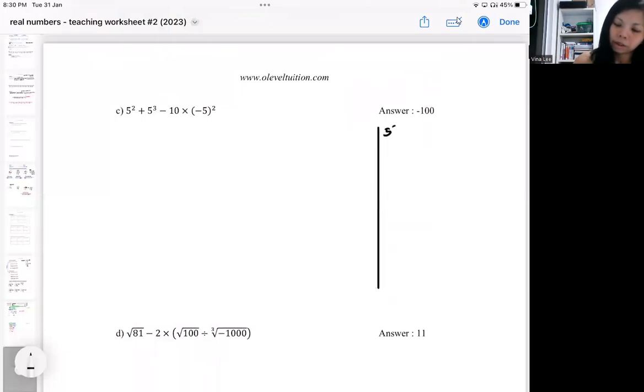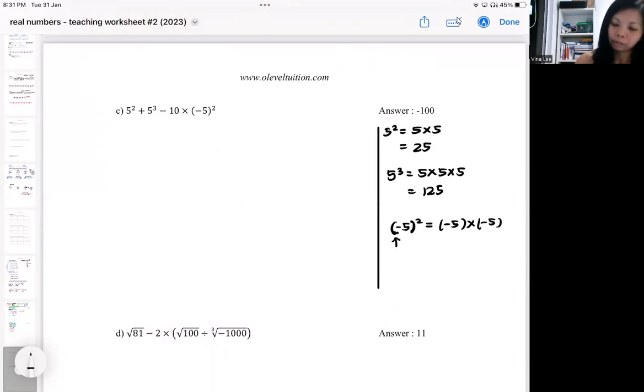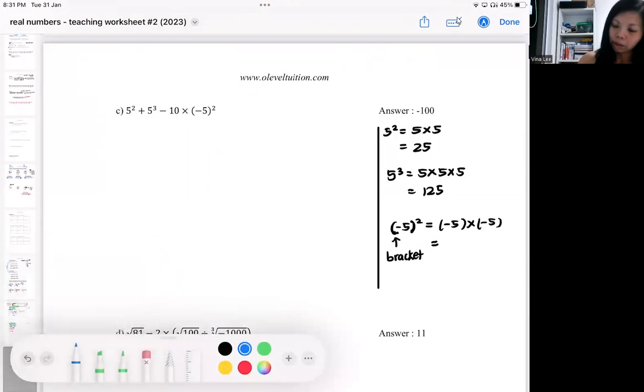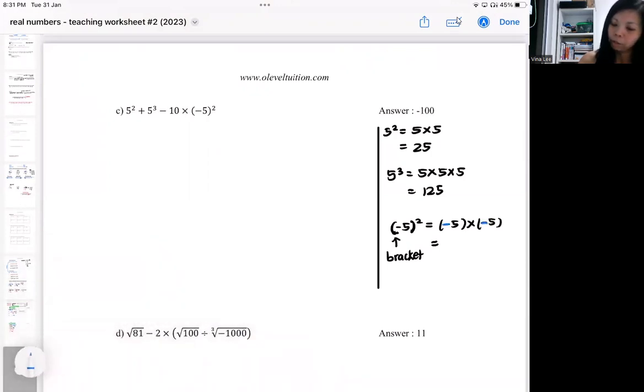So for example, what is 5 squared? You can punch the calculator. It will get you 25. What is 5 cubed? It will be 5 times 5 times 5. So that will be 125. And what is minus 5 squared? You will get minus 5 times minus 5. So if you're pressing the calculator, you must press with a bracket. If you forget to press with a bracket, you will get the wrong answer, because we already learned negative and negative will become positive.